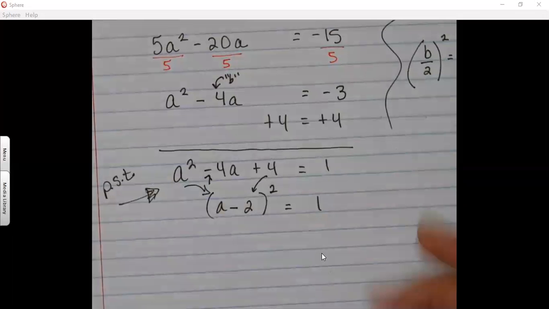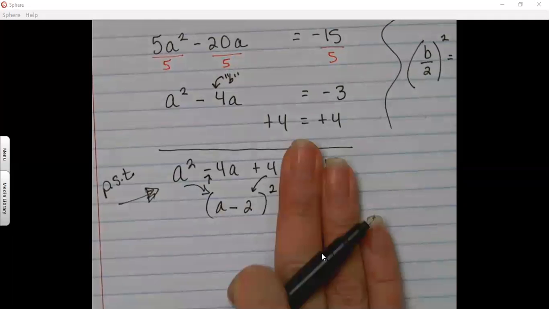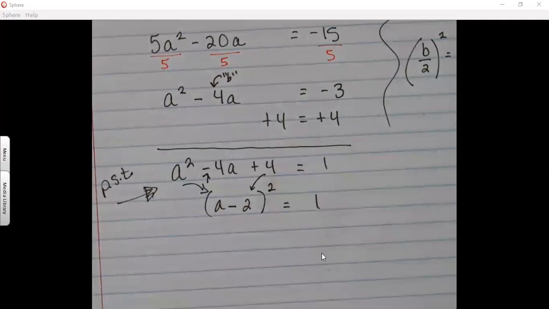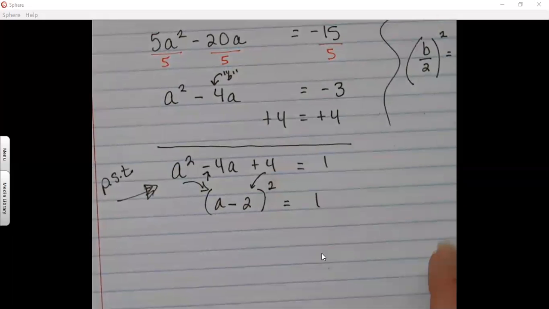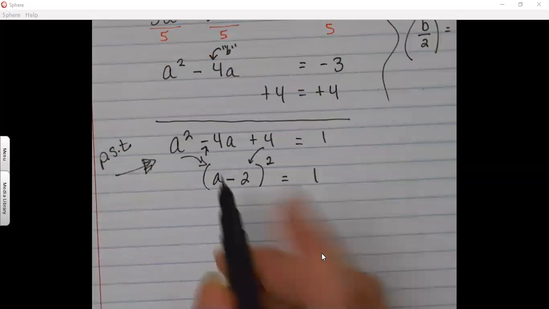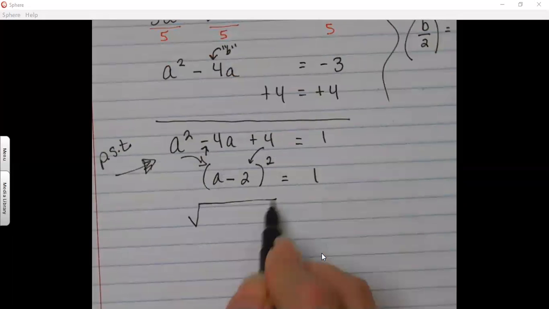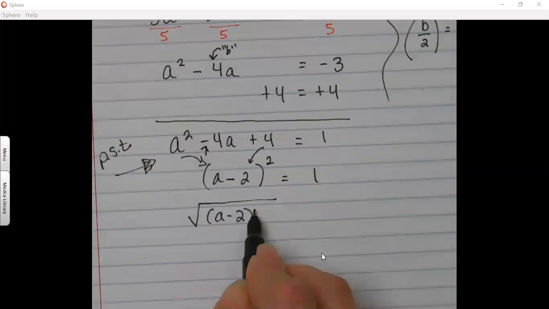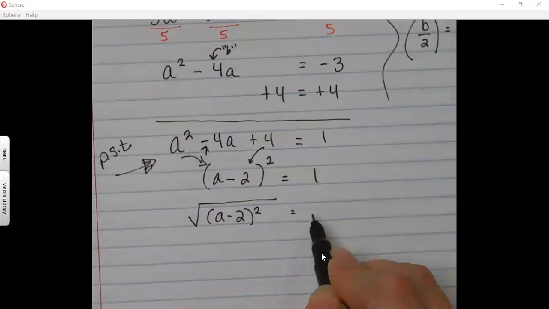We're only looking at the left side of the equation. A little practice, maybe you might want to go back and watch that video. Okay, what do I do now? Square root of both sides, the same thing. So a minus 2 quantity squared, and remember, it's very important that you take the positive and negative square root of the right side.